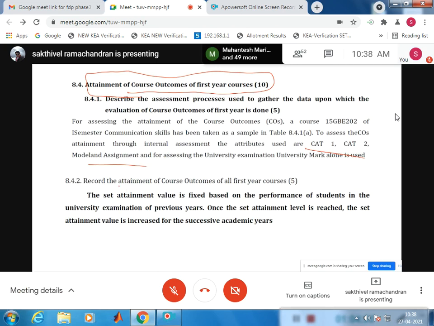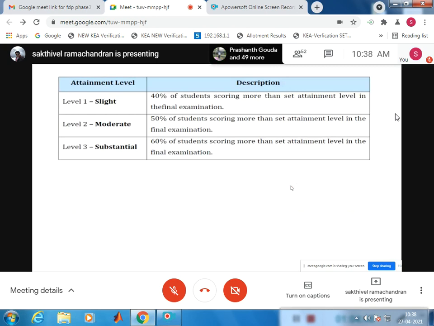Next, record the course attainment of the course outcome for all the first year courses. So this needs to be done for every course that is being offered for the first year. Their course outcome attainment needs to be evaluated. And here comes the categorization. Based upon the course outcome attainment, you can categorize them under level 1 slight, moderate, substantial. It means if 60% of the students are scoring more than the set attainment level, then we say that it's good, substantial. But anything less than that will always be a problem, like 50, 40, moderate, slight. We need to come up with some strategies to push that above 60.